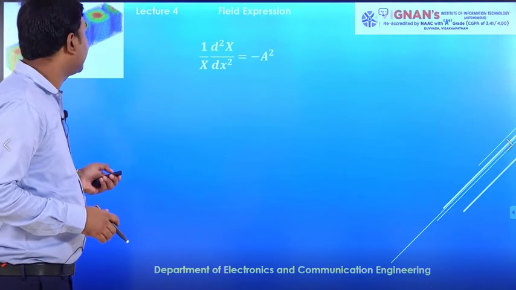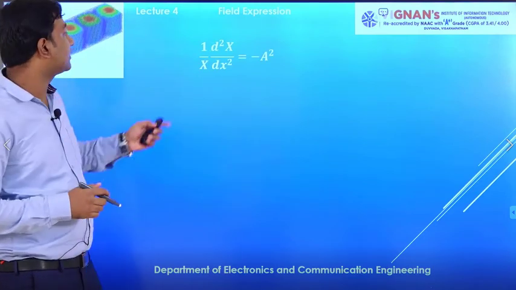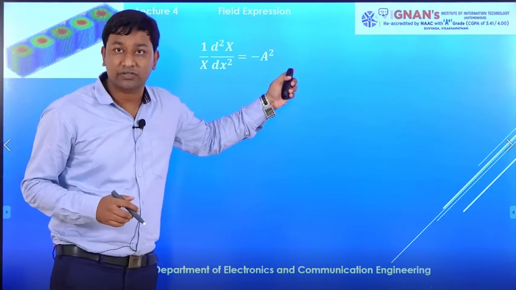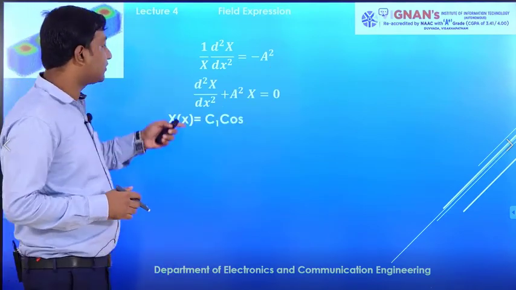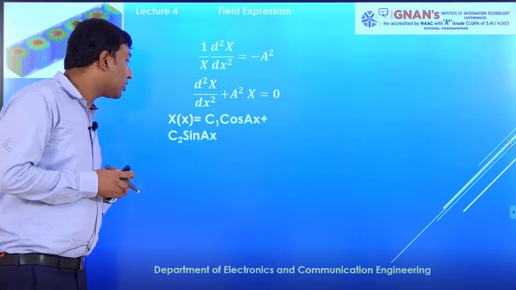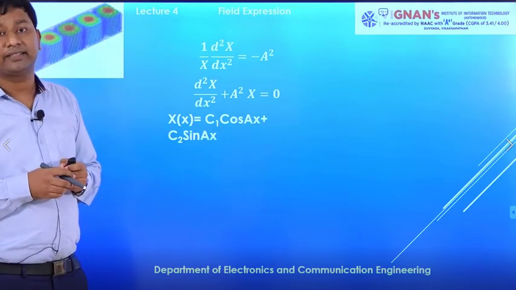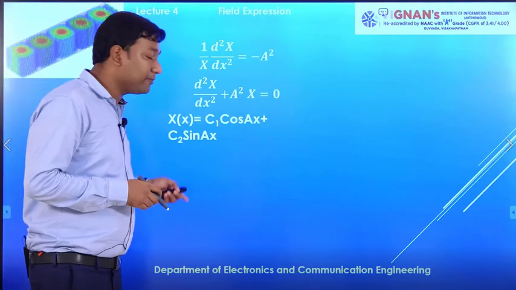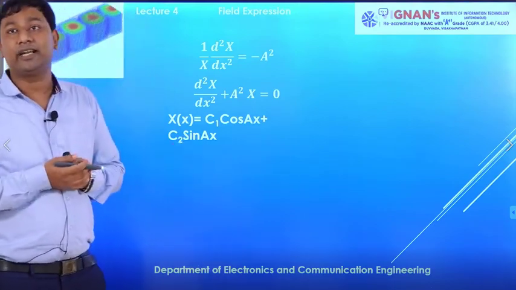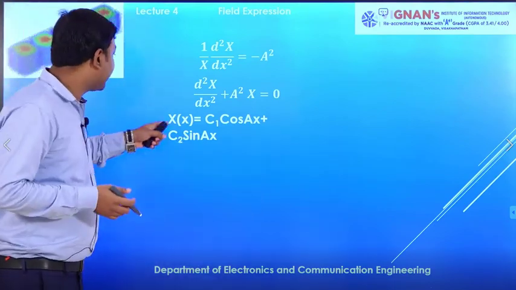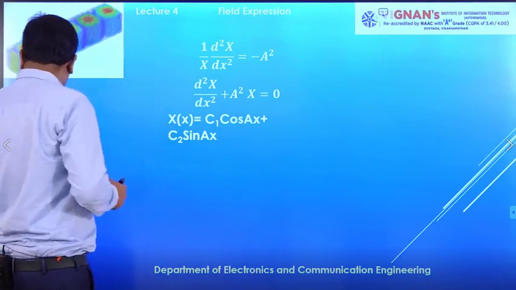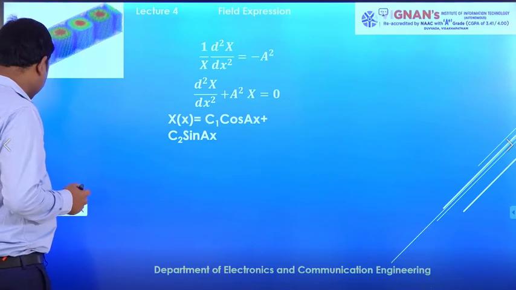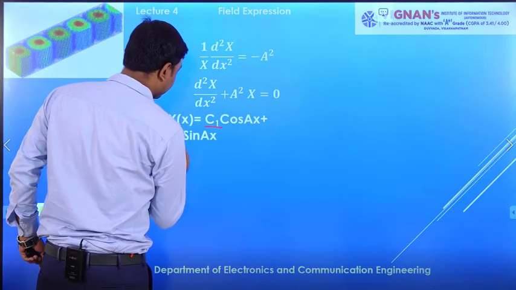So for the x component we get 1 by X, d square X by dx square, equal to a constant. If we find the solution for X of x, we'll get c1 cos ax plus c2 sin ax. We already did this type of solution in first year maths. That is the second order differential equation, so two constants are there, one is c1 and another one is c2.